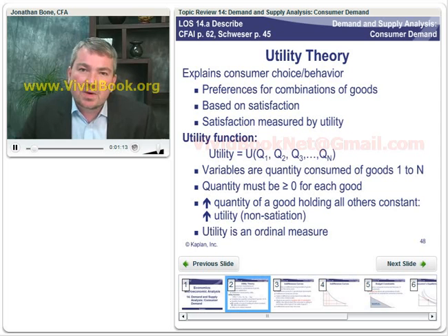And notice as well that as we get an increase in quantity, if we held everything else constant, then we increase utility. Now the whole idea really essentially is more is preferred to less.